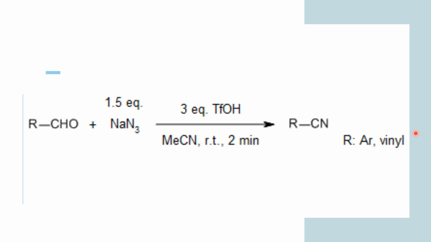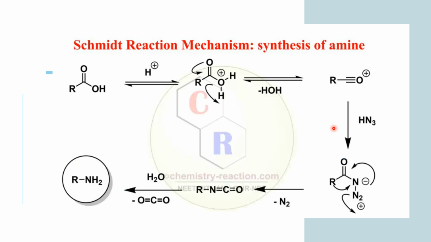Let us now move to the next question, where we have this aldehyde given along with sodium azide in presence of a strong acid in acetonitrile solvent. And the product, as you can see, has the aldehyde functionality replaced by a cyano group. So let us see how this reaction mechanism is taking place. Okay, this reaction mechanism is actually following the Schmidt reaction condition.